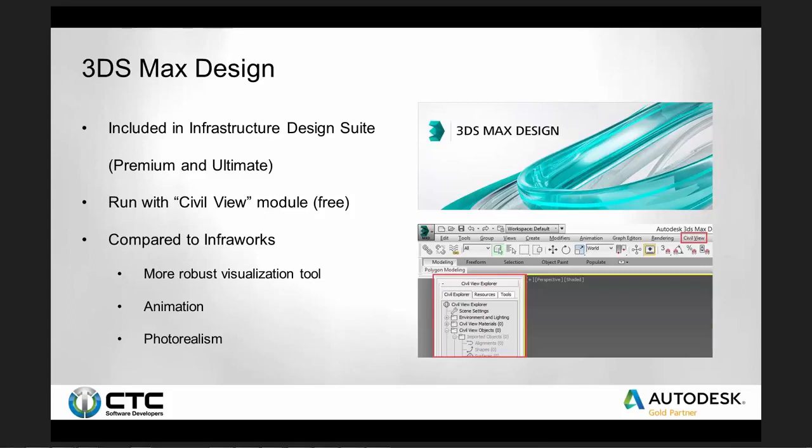Now you can do flyovers and things like that, but you can't make objects move like cars or people or anything like that in InfraWorks. So 3ds Max does animation, and the quality of the visualizations are considerably better than what you would generate in InfraWorks.